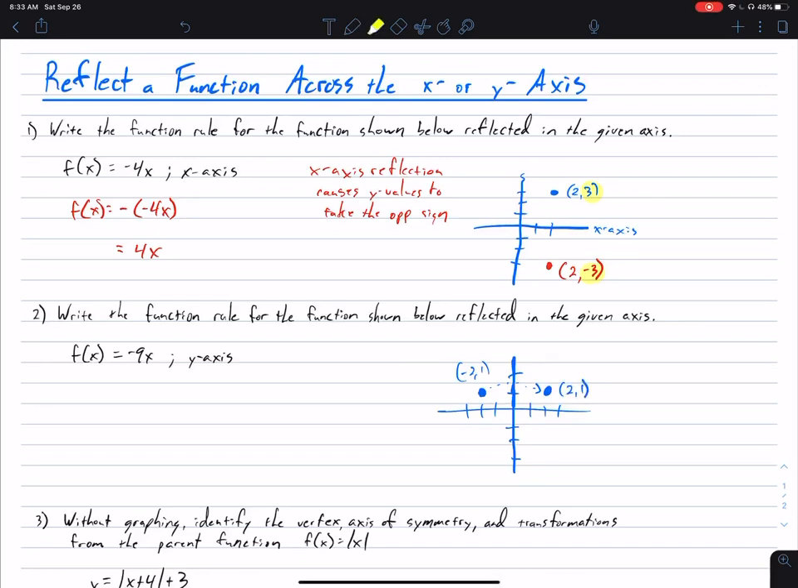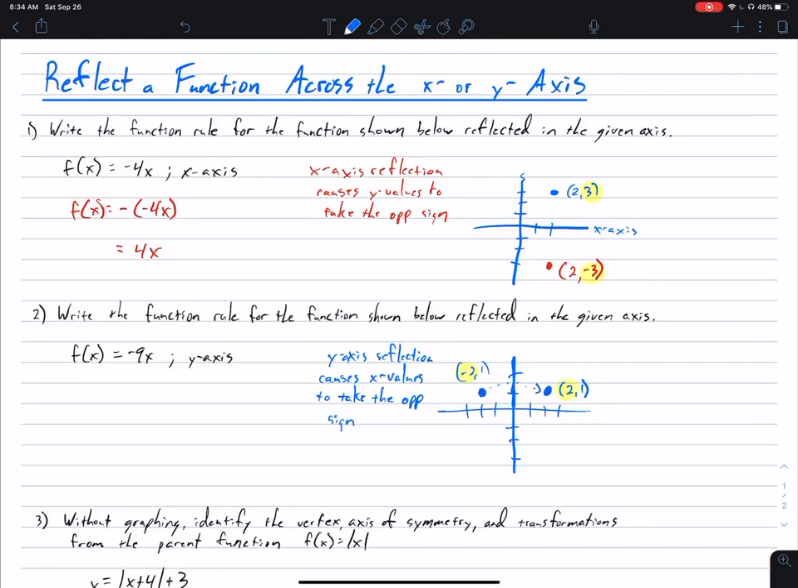And this time what's happening is that my x values are changing. So if we reflect across the y-axis, so in a y-axis reflection, that causes the x values to take the opposite sign. All right, so it's kind of the opposite, which is good. We're mirroring it, so we're changing the opposite value. So y-axis reflections cause x values to take the opposite sign.